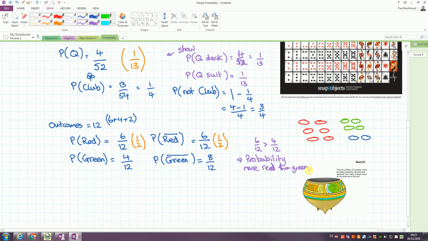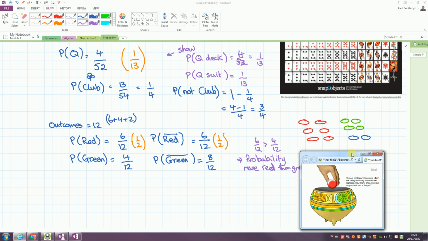Okay. You get situations where you don't know what's in the pot. So you might get told certain things going on, and you might get asked, what's the probability of pulling out a red? What's the probability of not pulling out a red? And these are often given in decimals because they're done by experiment. You don't know what's in the pot apart from 10 beads, so you keep pulling them out to see what's happening.